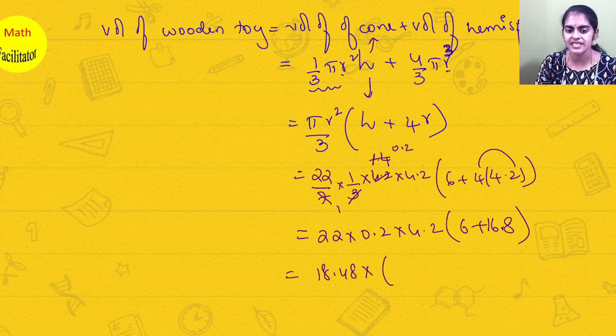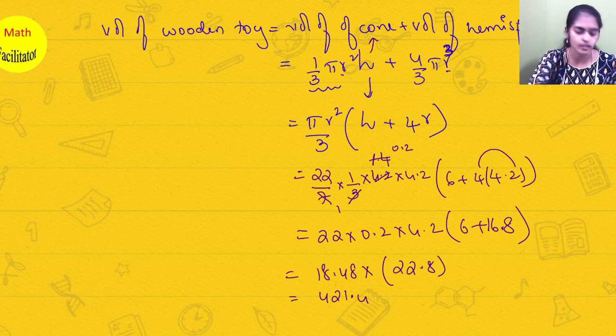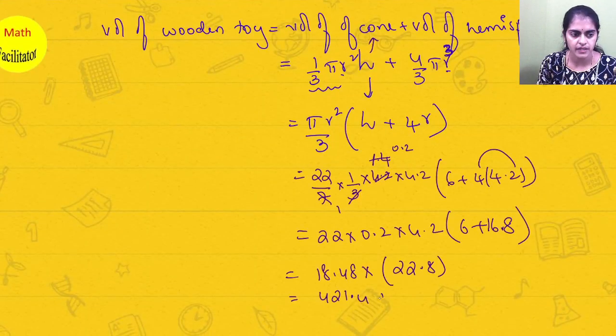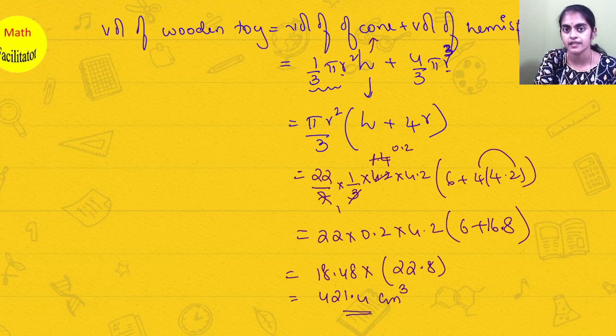Okay, so first do 16.8 plus 6, that is 22.8. Now you will have to multiply this further. So 22.8 into 18.48 you have to do. So you will get around 421.4. I am writing the approximate value. So these many centimeter cube. It is volume, so always cubic centimeter. Don't forget to write the units.